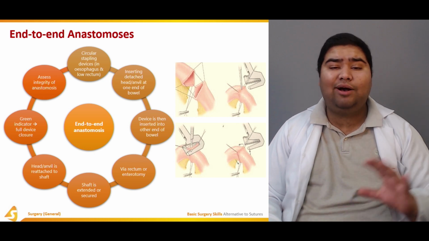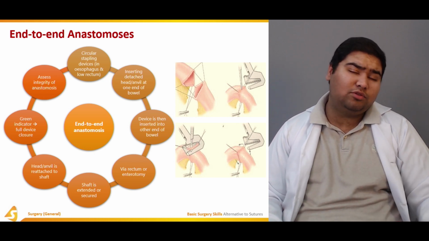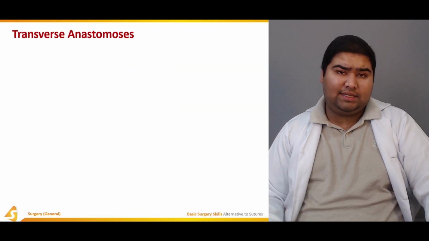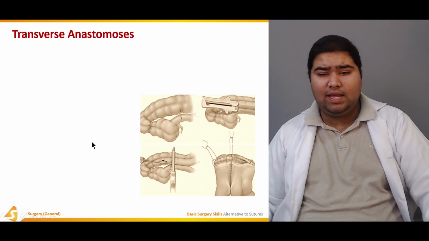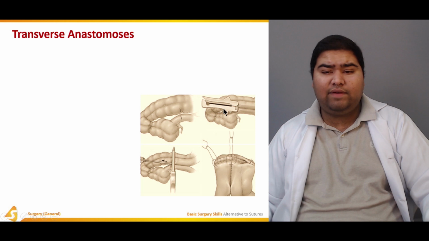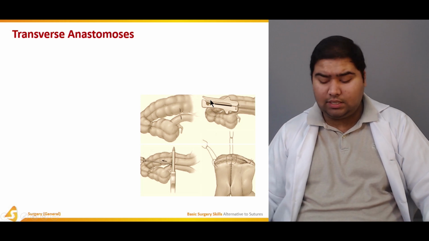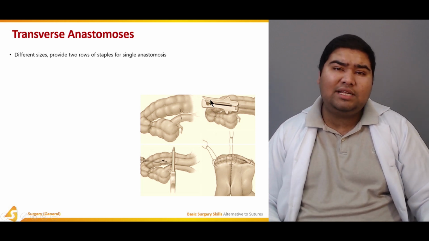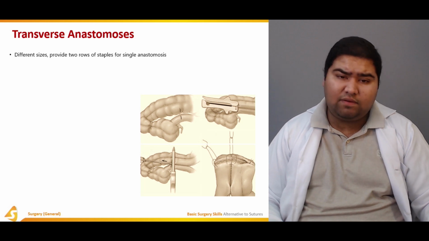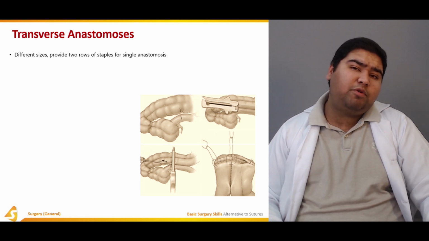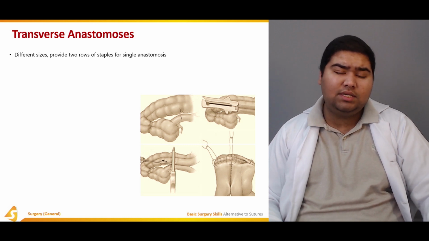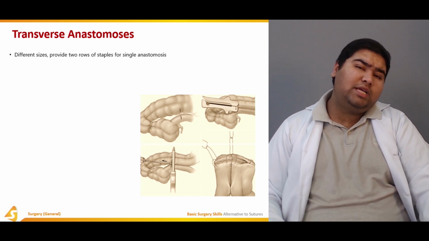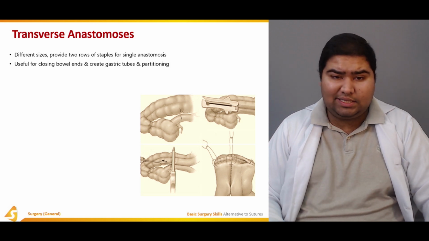So this is how an end-to-end anastomosis is produced with the help of these devices. Now moving on to a transverse anastomosis. Here you can see this is a transverse anastomosis, and this is the device being used for it. A transverse anastomosis is between different sizes, and still it provides 2 rows, similar to the end-to-end anastomosis, and these 2 rows help secure the anastomosis itself.